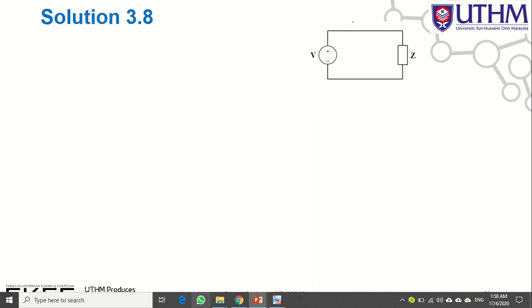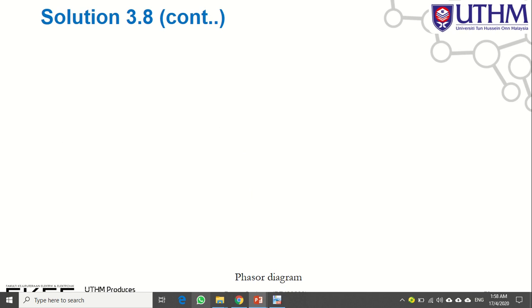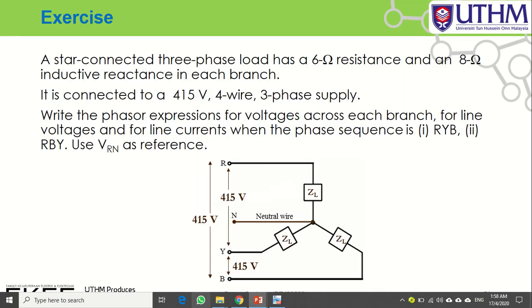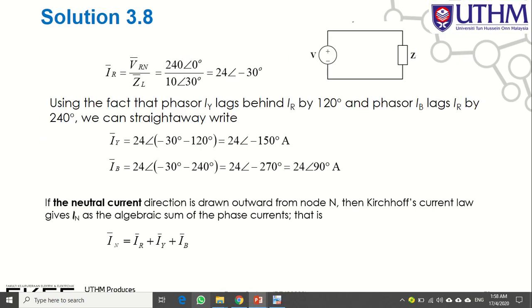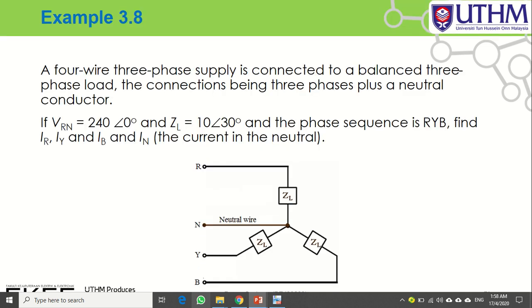Okay, we have another example. Maybe you can look at this example. We discussed the last example. This is the last example for the Y connected load, for the YY system. Example 3.8. Make sure you do it. Take out paper and try to do it, one by one.